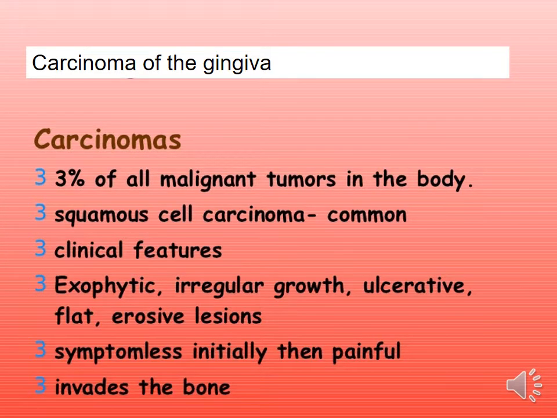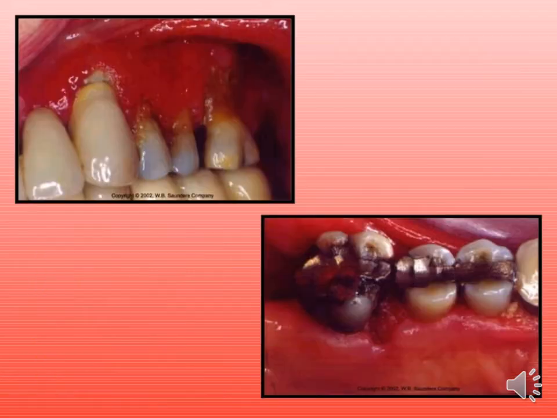We have the first, the carcinoma of the gingiva. Of all malignant tumors in the body, squamous cell carcinoma is common. Clinical features are exophytic, irregular growth, ulcerative flat erosive lesion, and symptomless initially then painful, and it invades the bone due to the direct contact of the gingiva with the periosteum of the alveolar process.